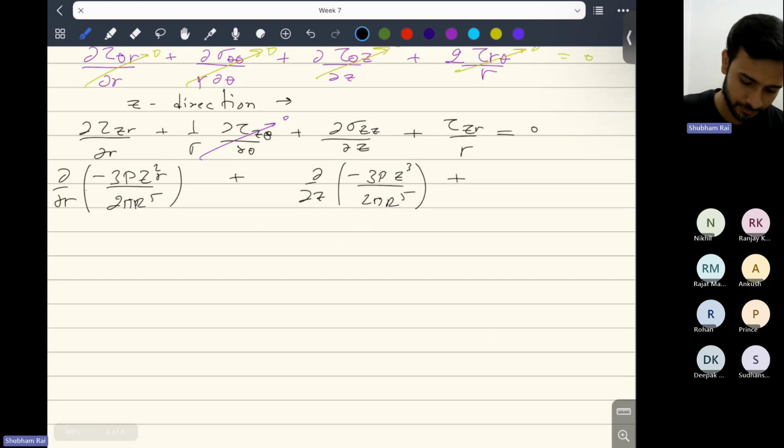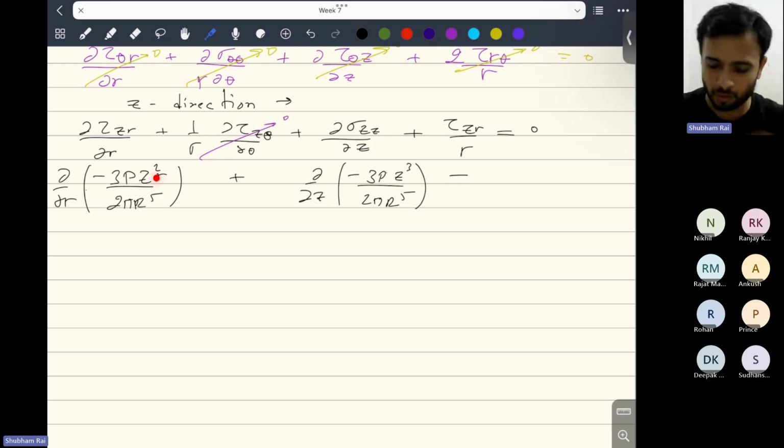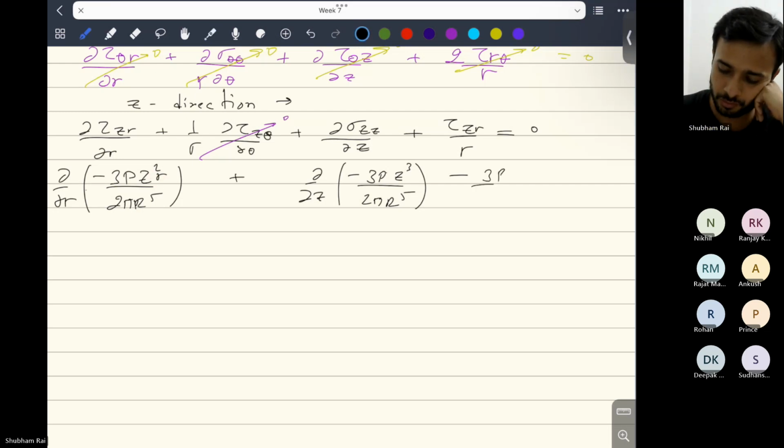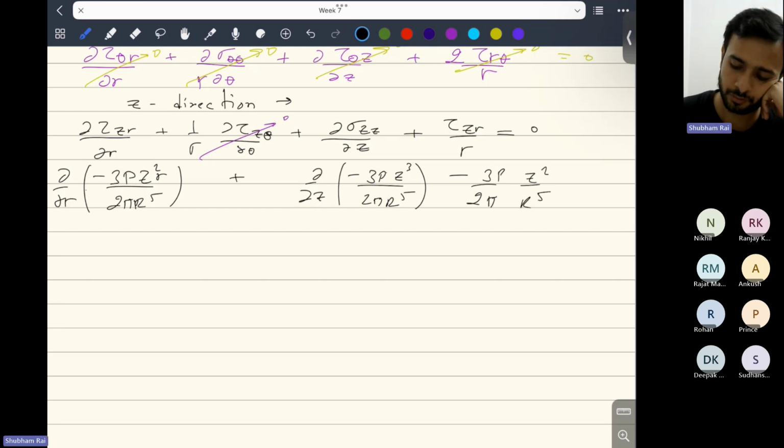Let me just verify. So this is minus 3pz square over 2 pi r5. Okay, now we have tau zr over r. So here there will be a minus sign. And since you have this tau zr, and if you divide by r, the small r will disappear. So here you will have 3p over 2 pi and z square over r5. So this you have to prove equal to 0.